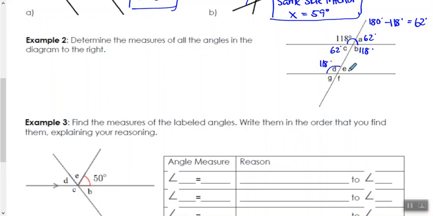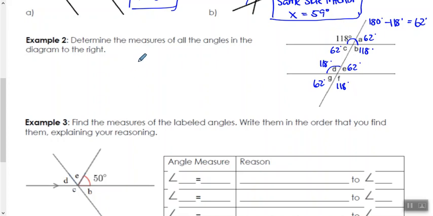So there's lots of different ways you can figure this out, you guys. You don't just have to look at one way. There are a bunch of ways you can check if you're right. Okay, so E corresponding to 62. So this will be 62 degrees. Oh, vertically opposite, 62 degrees. Oh, vertically opposite, 118 degrees.